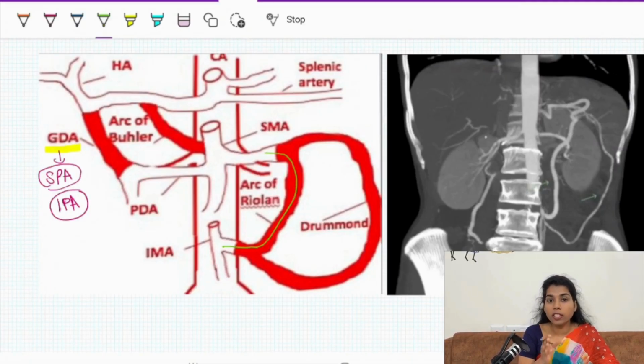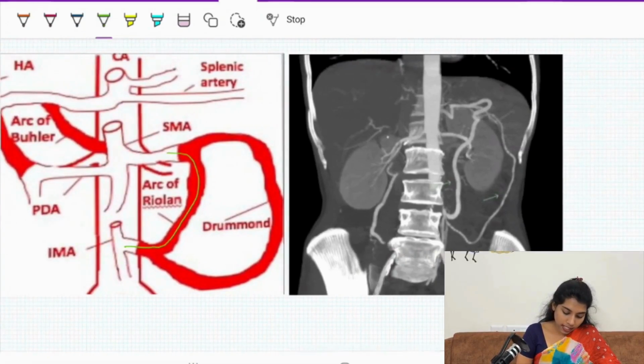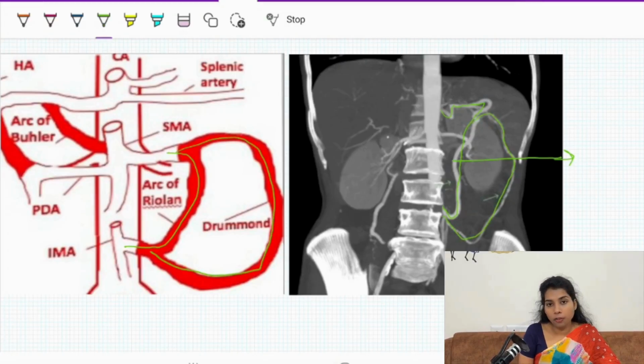This is a repeated spotter. They'll show you a DSA run or they'll show you a CT MIP image like this, and they'll ask you, what is this artery named as, or what is this collateral named as? You have to tell it is the arc of Riolan, which is formed because of either a superior mesenteric artery or an inferior mesenteric artery atherosclerotic plaque or a vasculitis, which is causing the narrowing of these arteries, right? If there is a distal communication between the superior and inferior mesenteric artery, then we call it the marginal artery of Drummond, which you can see even in the CT image.